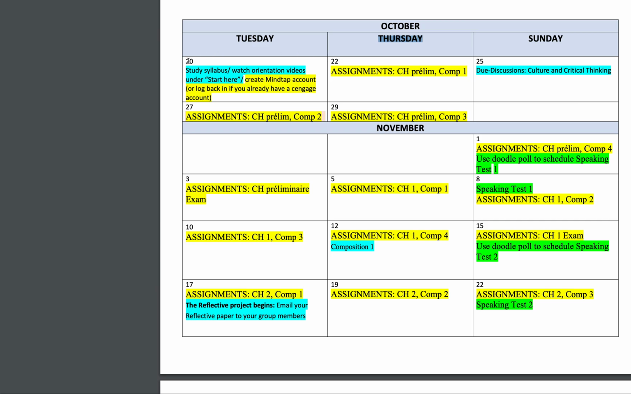So, on the 20th, tomorrow, Tuesday of October, what I need you to do is look at the syllabus. I need you to watch the orientation videos. And if you're watching me right now, then you're already doing it. Then you need to go to Start Here on eCampus, right? And make sure that you look at all the instructions that I have there so you are ready to tackle the work for our course.